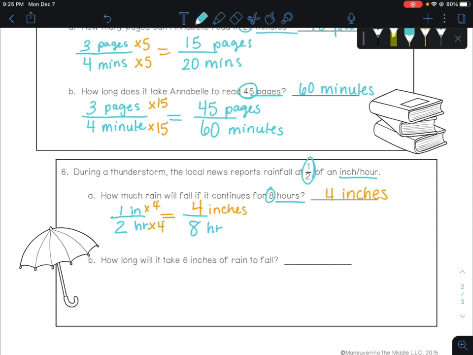And for part B, how long will it take 6 inches of rain to fall? So take your rate, 1/2 of an inch per hour. So we're going to say 1 inch, 2 hours. That's what that means. And if we change this, it's no longer 1 inch, it's 6 inches. And we can get from a 1 to a 6 by doing times 6. Same thing on the bottom. 2 times 6 is 12 hours.